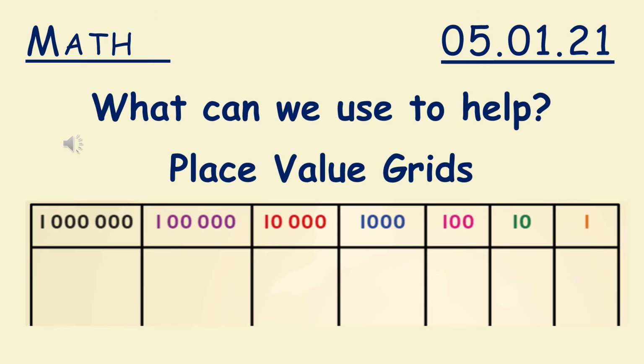Now that may have been difficult to do mentally, so what can we use to help us? How about a place value grid? Here's one below. As you can see, it is broken down into 7 place values, starting with our ones or units, then tens, hundreds, thousands, tens of thousands, hundreds of thousands, and finally millions.